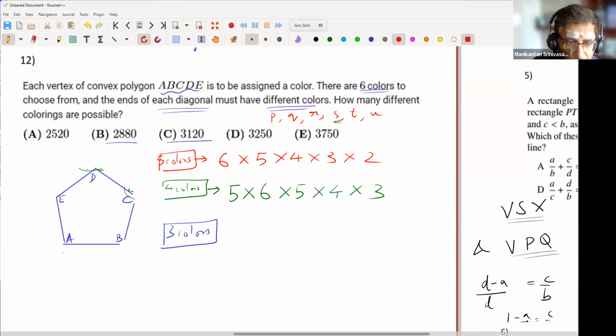Okay, so let's say I give a color P here. So I want to be frugal with colors. So I want to give the same P here. I don't want to use up the color P because they're adjacent, right? They can afford to be the same color.